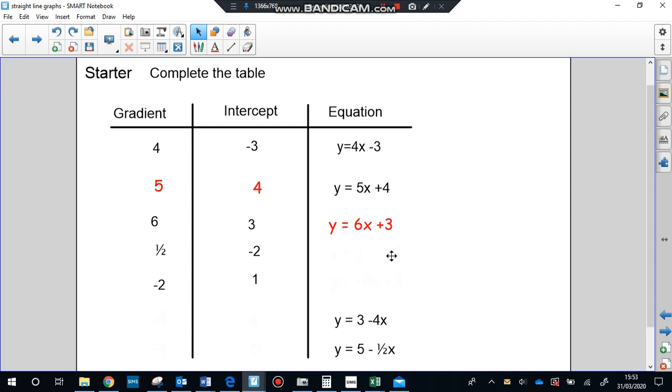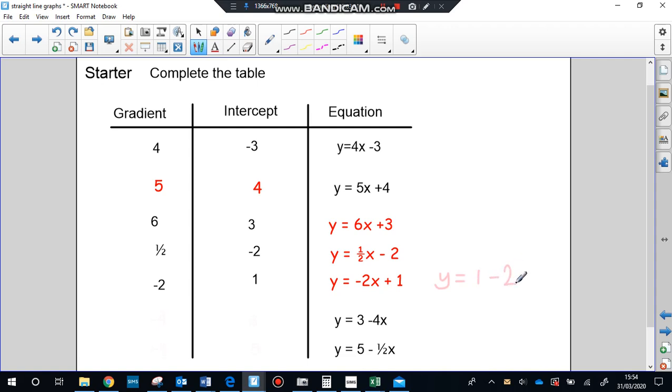This one, the gradient is a half, so we've got y equals a half x, and the intercept is -2, so we put -2 or subtract 2 at the end. And here we've got a negative gradient, so we can write that as y equals -2x plus 1. Sometimes, however, you'll see it written like this, y equals 1 minus 2x. So what they've done is they've swapped the two terms in the expression around. So they've put the -2x second and the 1 first. It doesn't matter, they're the same thing.